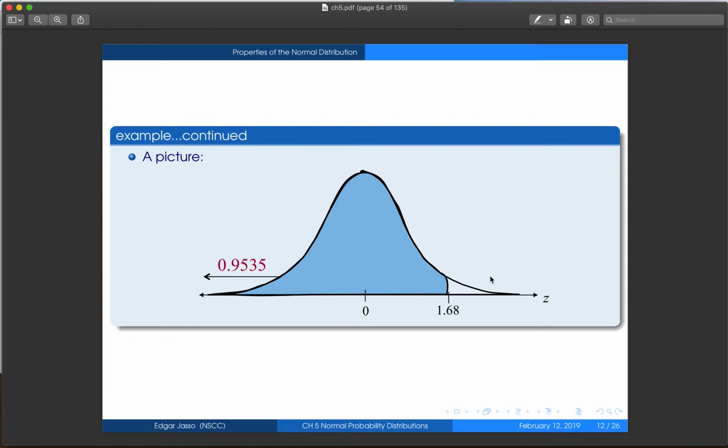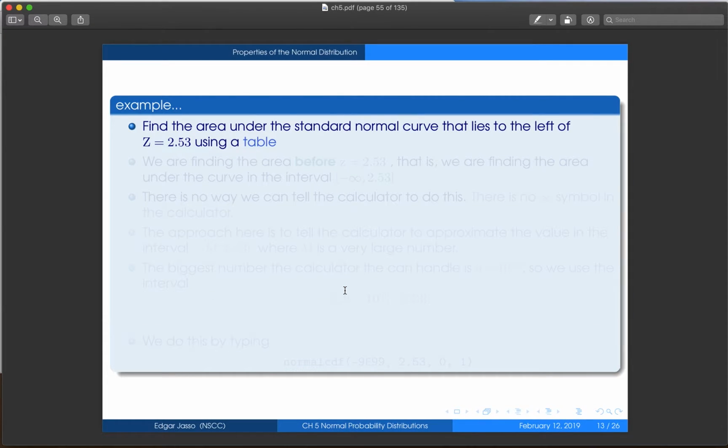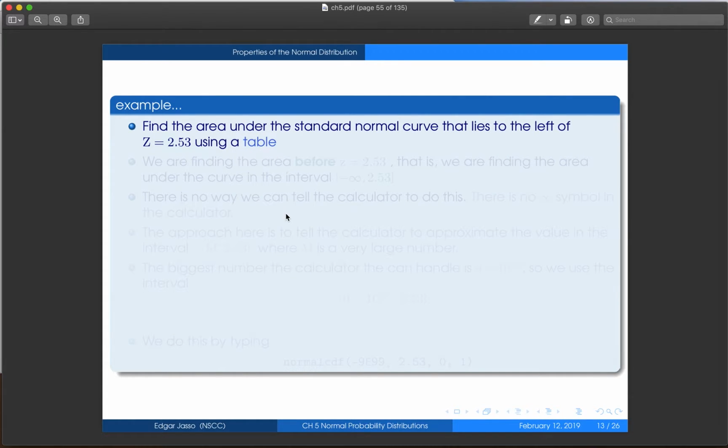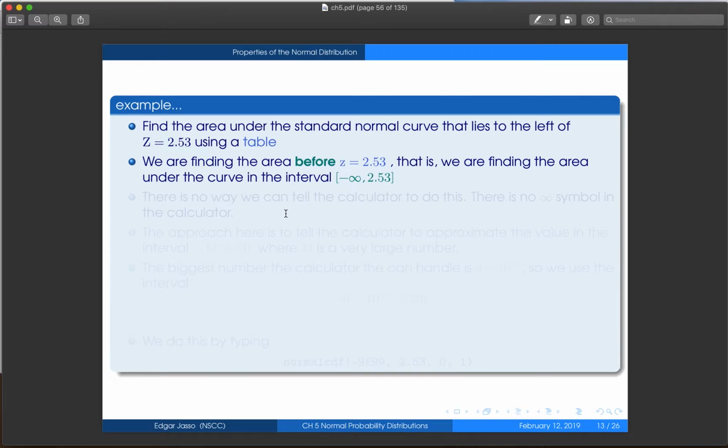This is a picture of what I'm talking about. It's a little bit funky, but it's the standard normal curve, the one that has mean 0 and standard deviation 1. And this is 1.68. So to the left of 1.68, this area is 0.9535. Now, what if I want to find the area on the standard curve that lies to the left of 2.53? Using the table, I have a link here to open the table, but I'm not going to open it.